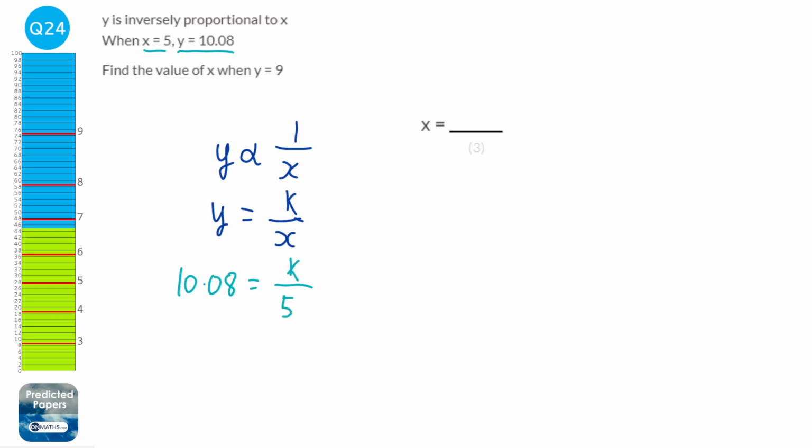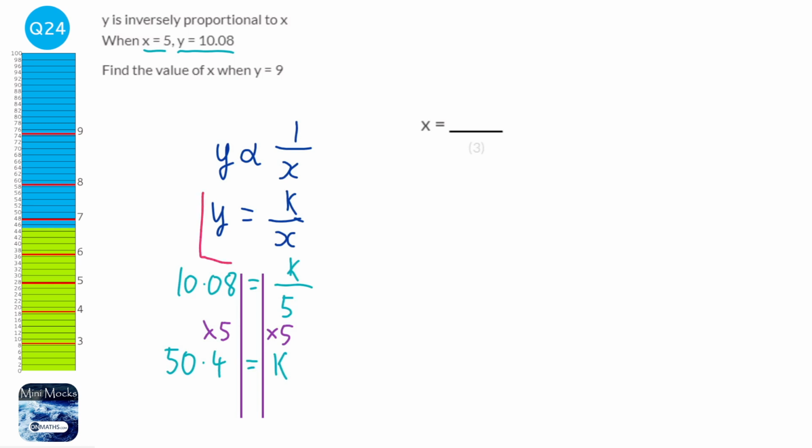And we're going to be solving this. Let's get my lines in. And to solve it, I just times by the bottom of the fraction, so times both sides by 5. And we're going to end up with 50.4 is equal to k. So k is 50.4. I'm going to rewrite this equation here, but we know what k is. It's 50.4.